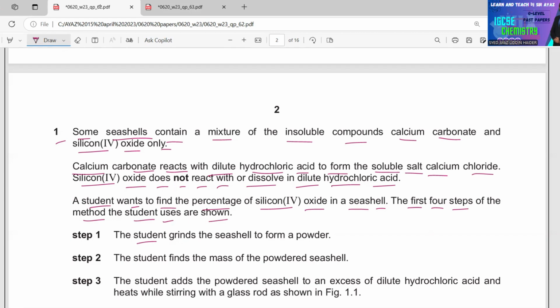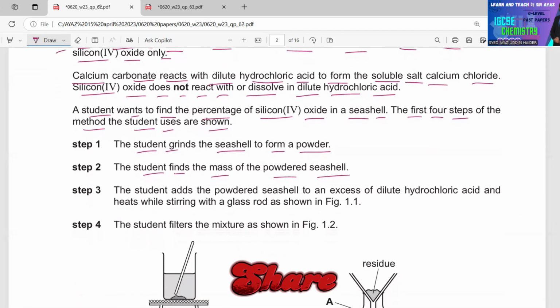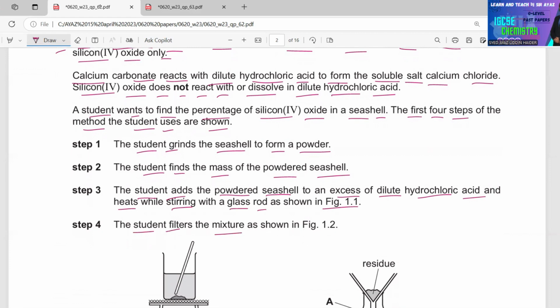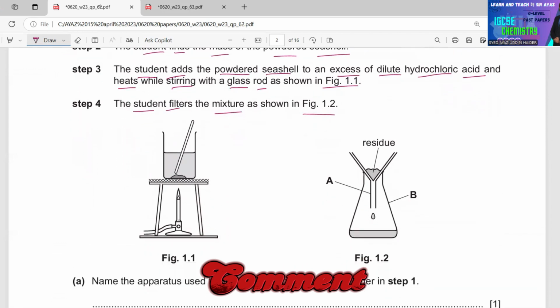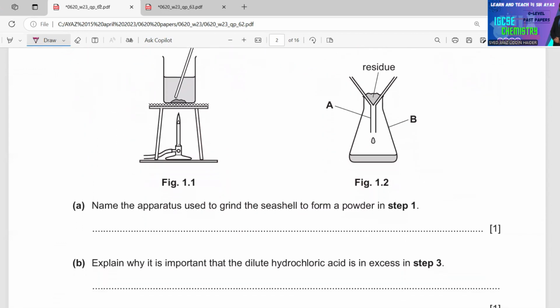Step number 1, the student grinds the seashell to form a powder. Step 2, the student finds the mass of the powdered seashell. Step number 3, the student adds the powdered seashell to an excess of dilute hydrochloric acid and heats while stirring with a glass rod as shown in figure 1.1. Step 4, the student filters the mixture as shown in figure 1.2. So here's a setup or apparatus used for this purpose.